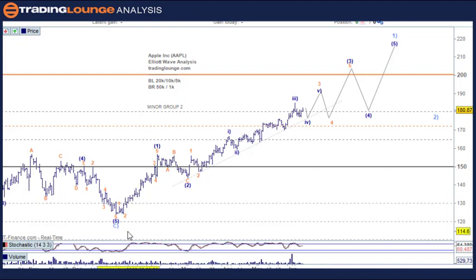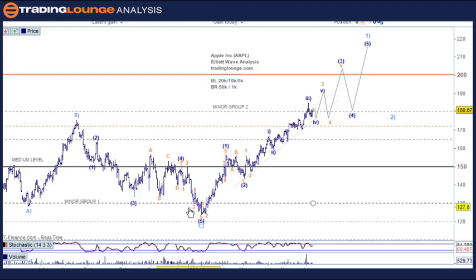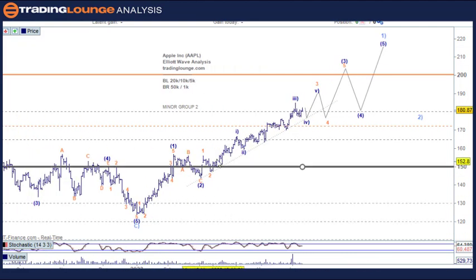So we are looking at the previous low down here. So we're looking at an impulse wave to the upside. We can see wave 1 and 2 is quite clear. Wave 3 here, it can be counted in different ways.